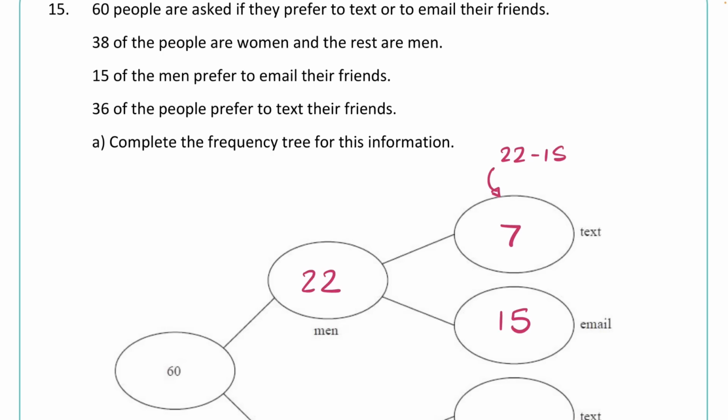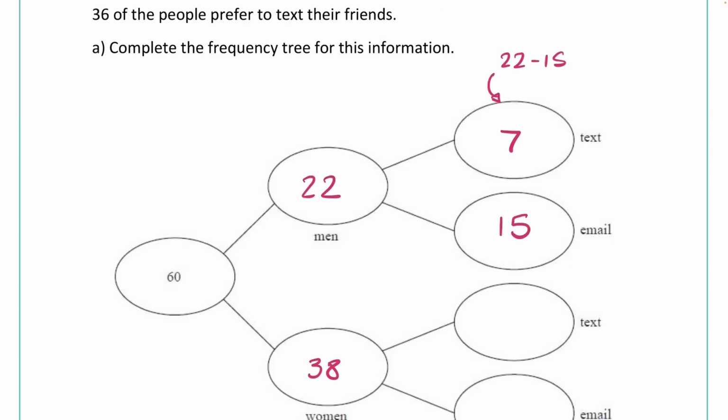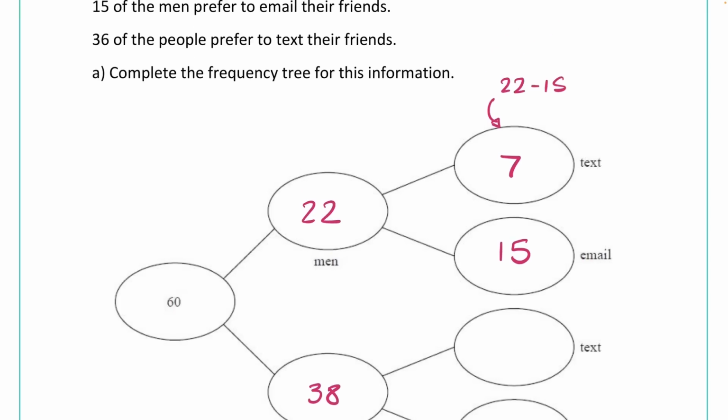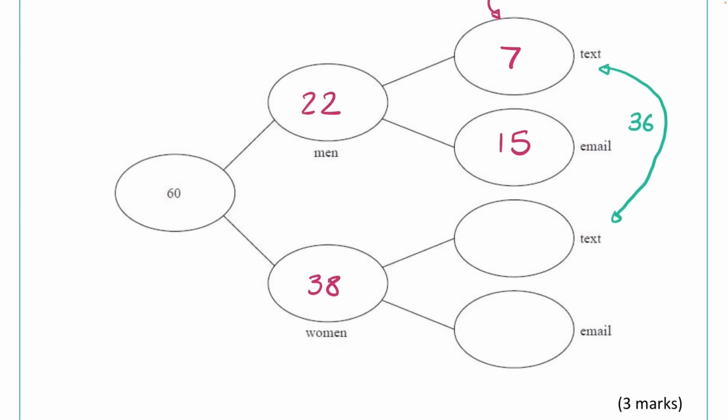And then it tells us 36 of the people prefer to text their friends. So if 36 prefer to text, well, it doesn't tell us anything about the women, but it does now link together these two text areas, which tells us that the total is equal to 36. So if 7 of the men prefer to text, then this one here would be 36 take away 7, and 36 take away 7 is equal to 29.